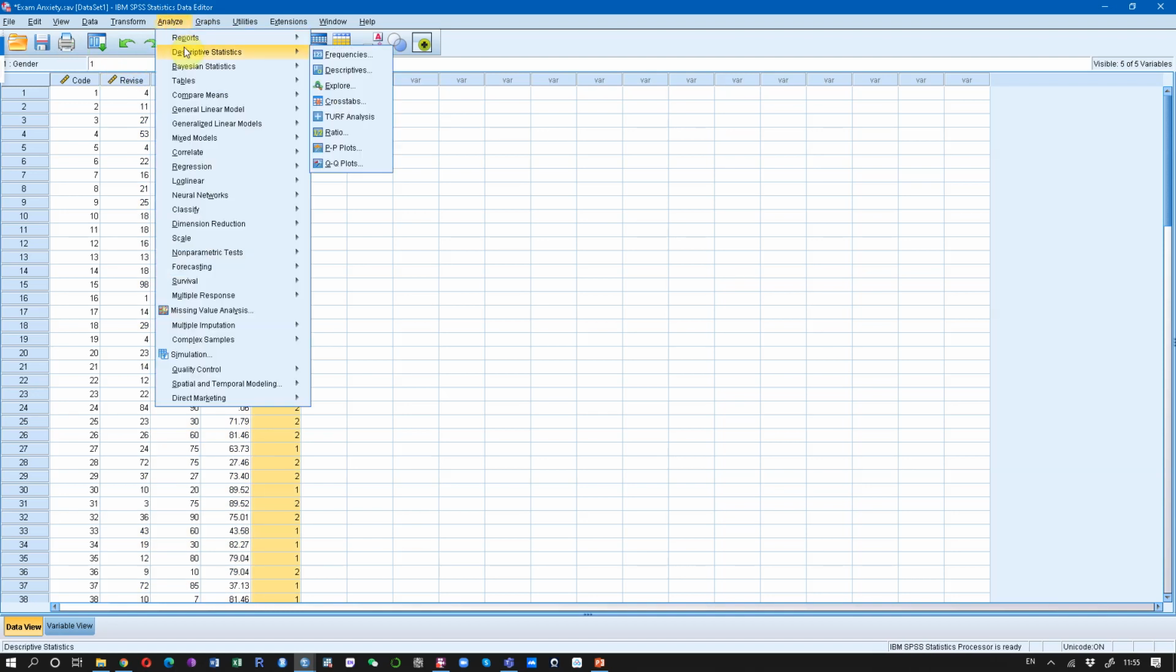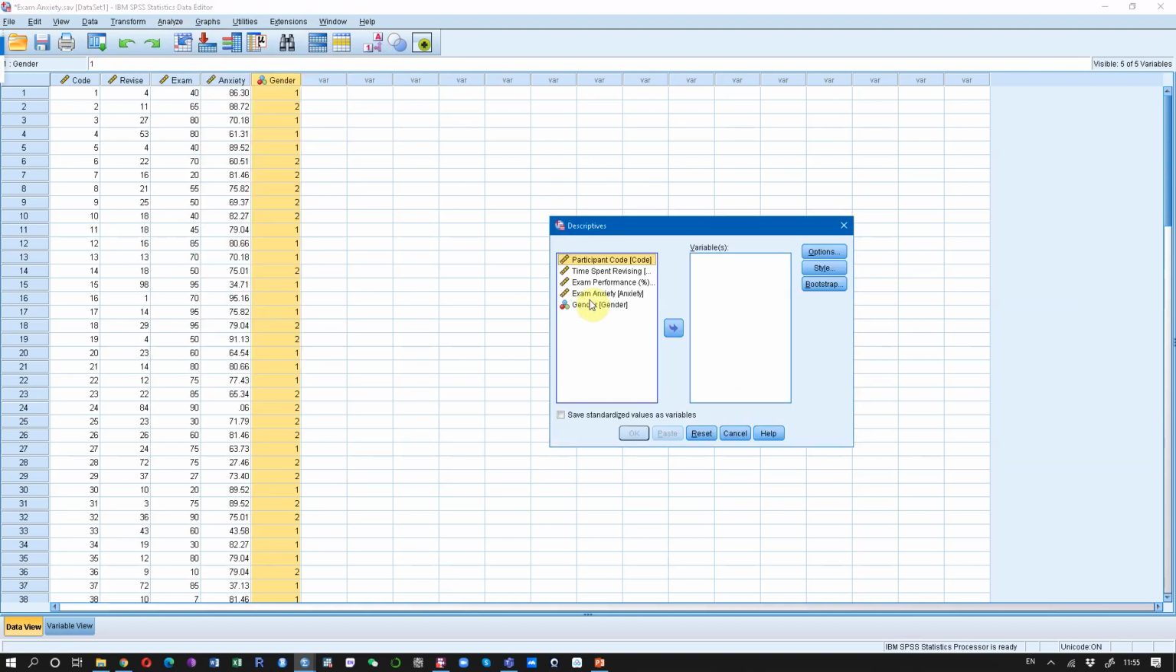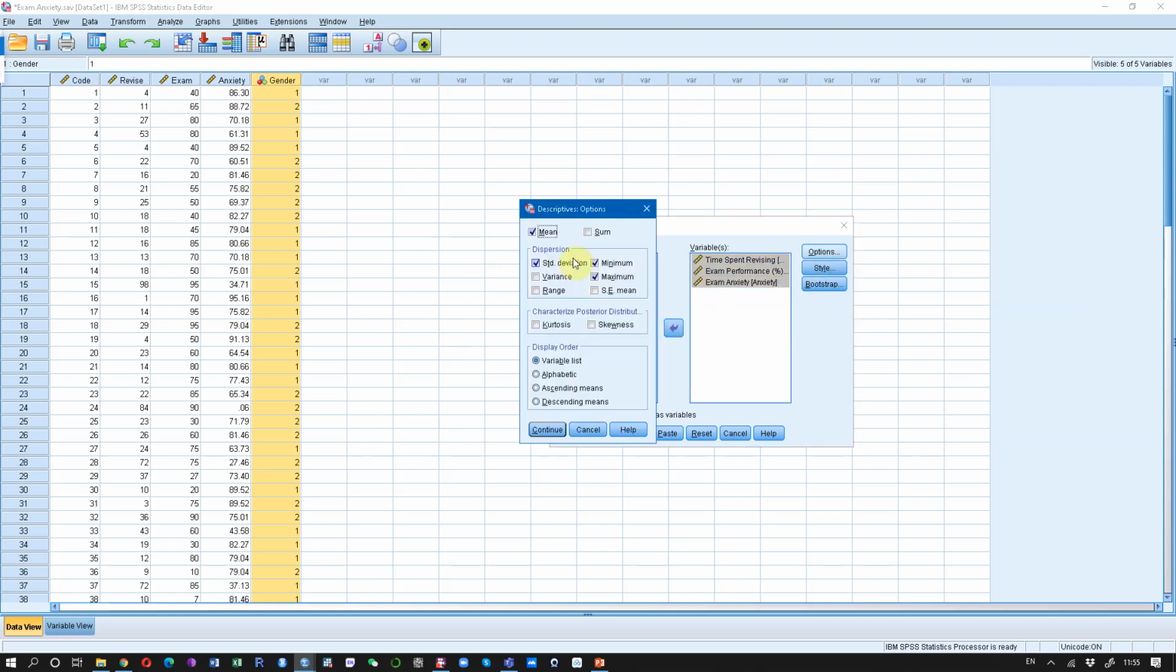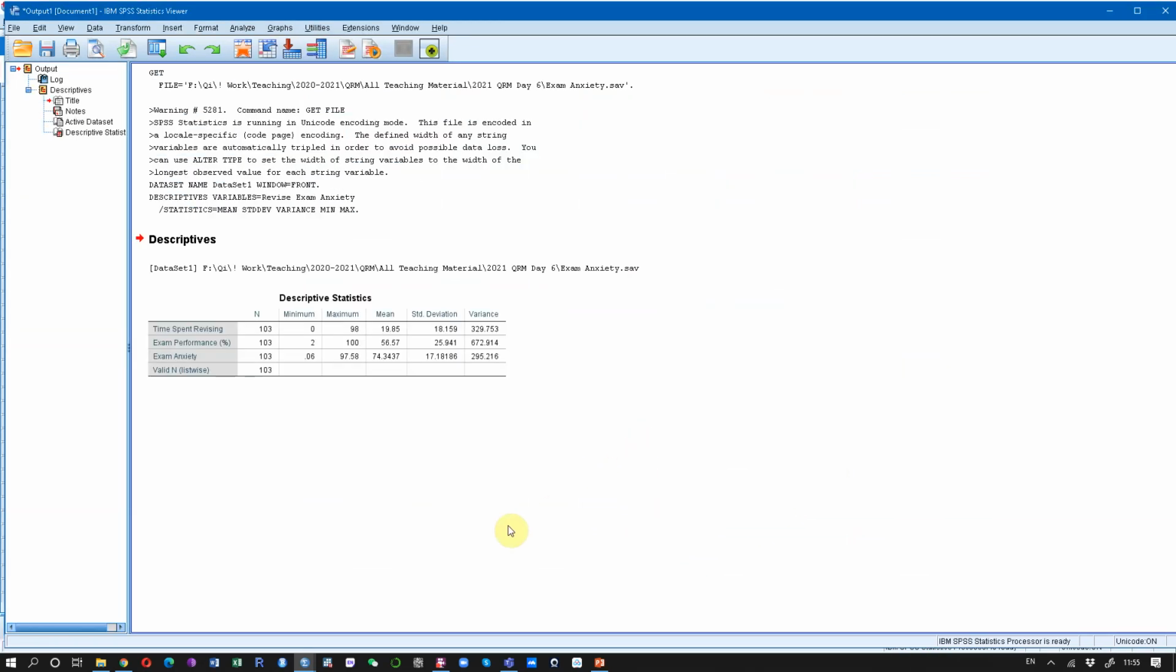So let's have a descriptive statistics of the continuous variables. So of course I want the min and max. It's by default, so no problem. Variance maybe, yeah. Okay. So let's have a look. All right. So time spent revising from 0 to 98.